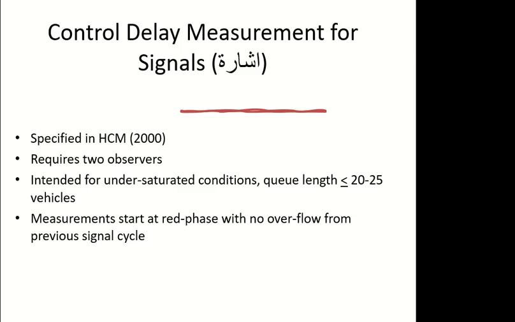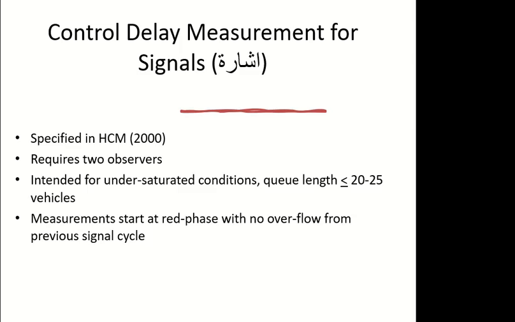They call these undersaturated conditions, when the queue is smaller than the range given here, 20-25 vehicles. Another indication of undersaturated condition is having no overflow. That's the third point mentioned here, having no overflow.